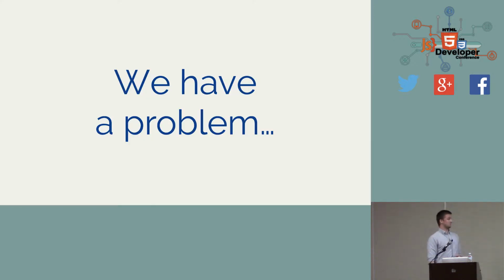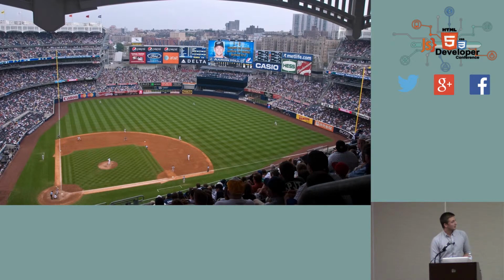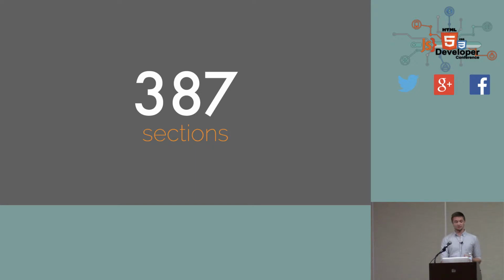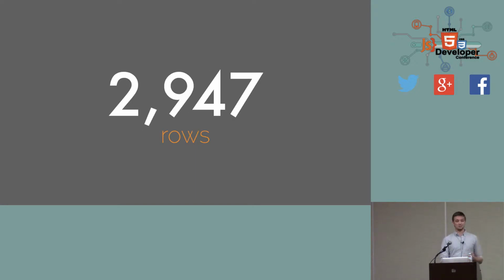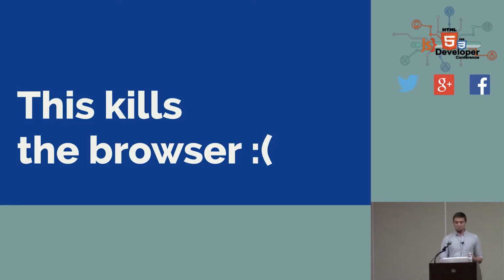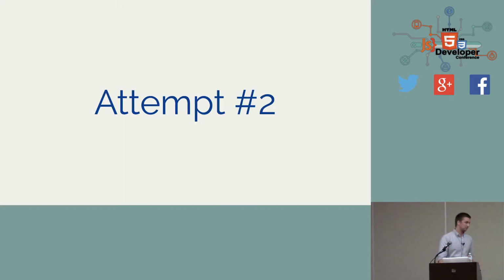But we have a problem. And this problem looks kind of like that. That's Yankee Stadium. Yankee Stadium has 387 sections and just about 3,000 rows. Browsers do not like drawing that many SVGs on the screen at once when you're trying to pan and zoom them and really just move them around. So we had to scrap that.